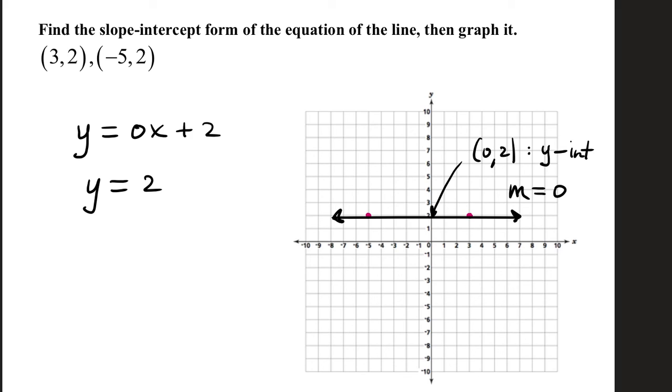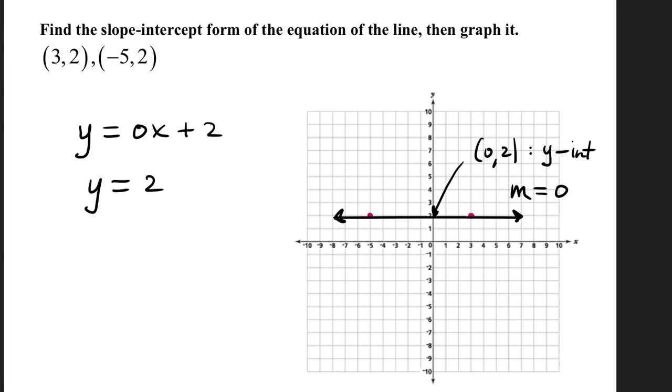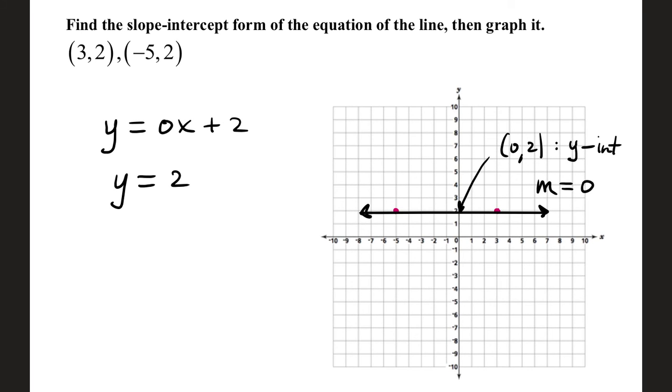Find the slope-intercept form of the equation of the line that goes through the points (3, 2) and (-5, 2). I'm going to plot both of those. (-5, 2) is over here in quadrant 2. (3, 2) is in quadrant 1, so I've plotted both. When I connect them, I see that I've got a horizontal line. All horizontal lines have a slope of 0.